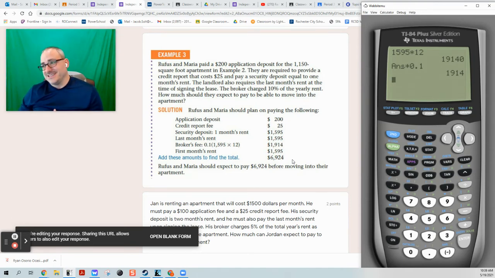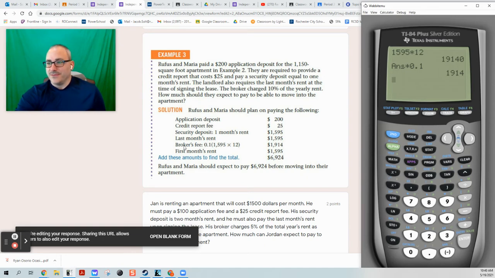Now, it's not always like this. The application deposit isn't always that significant, maybe $25 or $50. The credit report fee usually is included in the application deposit. The security deposit can be 1 month's rent, or sometimes it's just $500, or maybe it's $1,000.